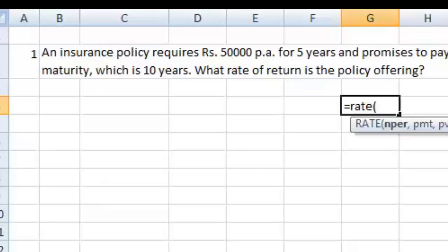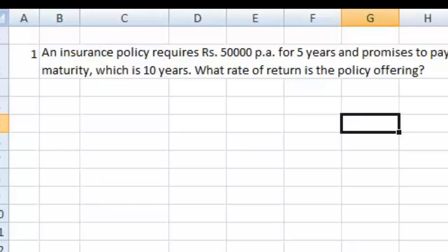So rate function has a limitation. It can't give you solutions where you don't have your values in form of PV, FV and PMT. In this case, 50,000 per annum, you can call it as a PMT, but only for 5 years. From 10 years perspective, you have 50,000 per annum invested in 5 years and not invested in next 5 years.